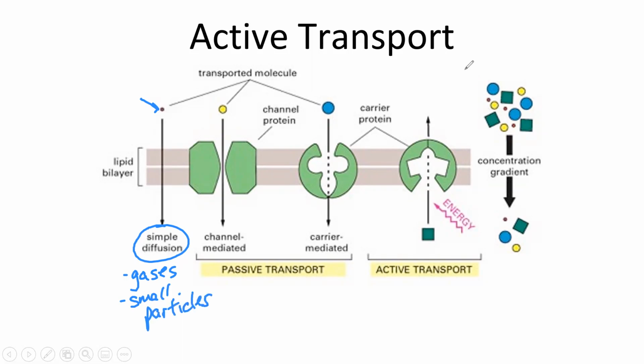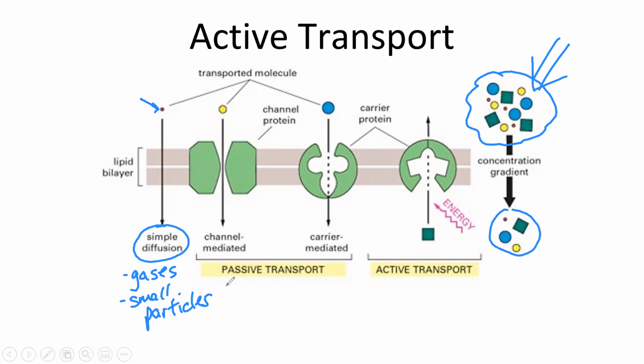One thing I do want to direct your attention to is right here. So you have your concentration gradient. Over here you have lots of stuff on the outside of the cell and just a little bit of stuff here on the inside of the cell. So the concentration gradient is going from high to low concentration, from the outside of the cell to the inside.